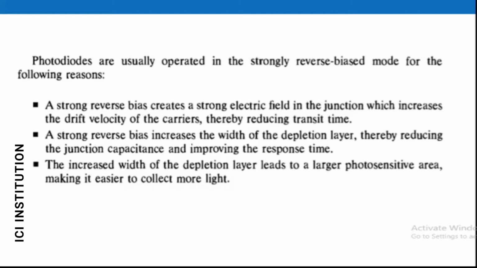Photodiodes are usually operated in strongly reverse biasing mode for the following reasons. A strong reverse bias creates a strong electric field in the junction which increases the drift velocity of the carriers, thereby reducing transit time. A strong reverse bias increases the width of the depletion layer, thereby reducing the junction capacitance and improving the response time. The next is the increased width of the depletion layer leads to a larger photosensitive area, making it easier to collect more light.